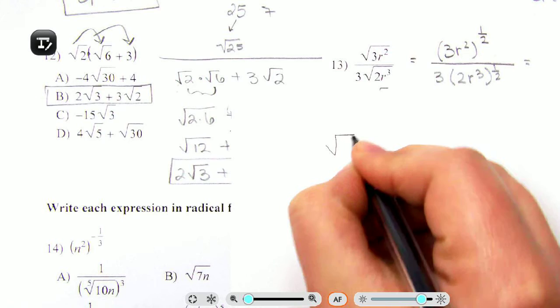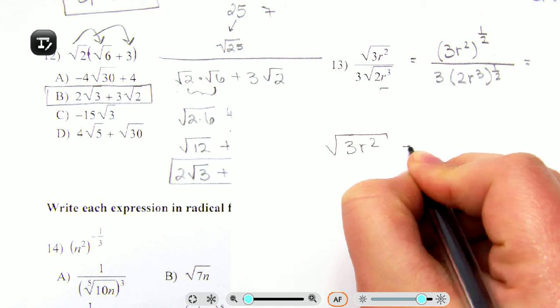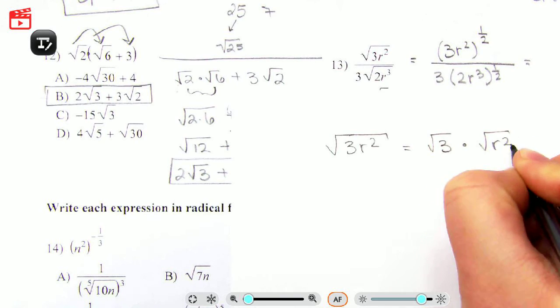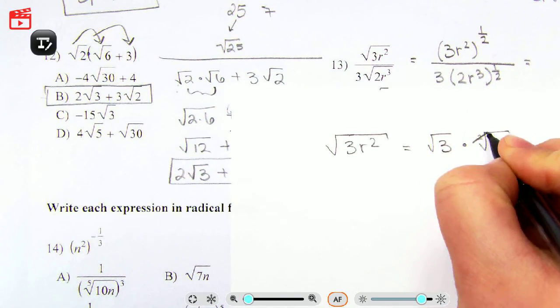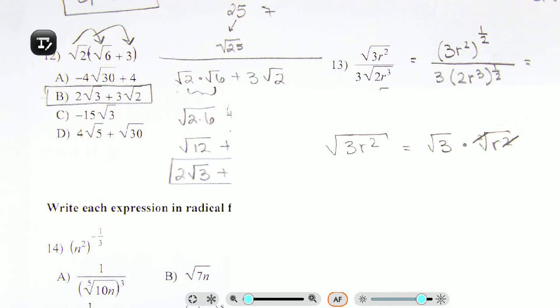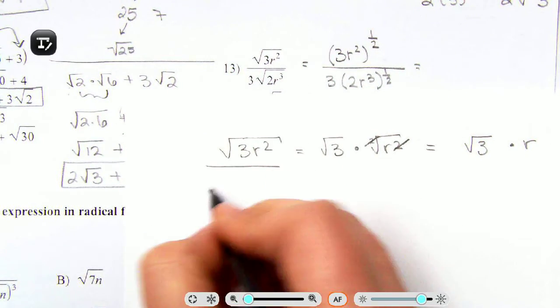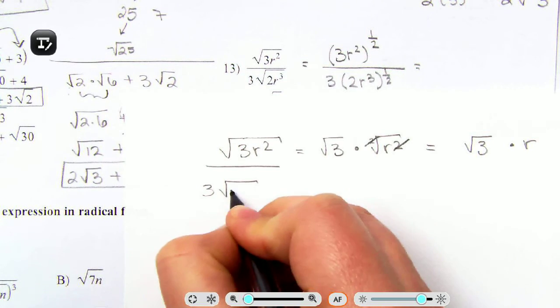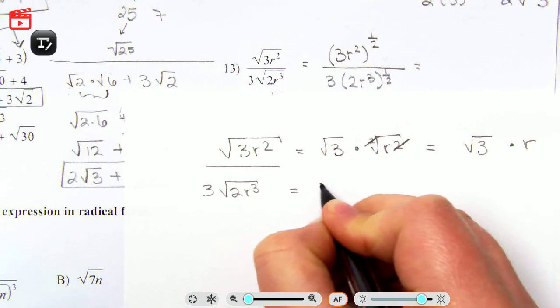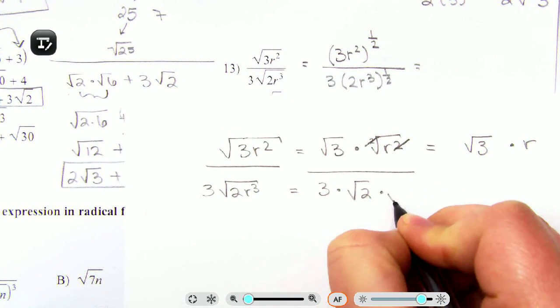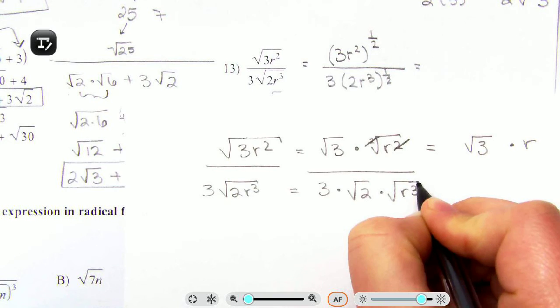We can do root 3 r squared, and we can rewrite that as root 3 times root r squared. Now again, there's a secret 2 in here that undoes it, the square root undoes a square. So we're just left over in the numerator with root 3 times r. And I'm writing it like this on purpose. The denominator is 3 root 2r cubed, which we are rewriting as 3 times root 2 times root r cubed.